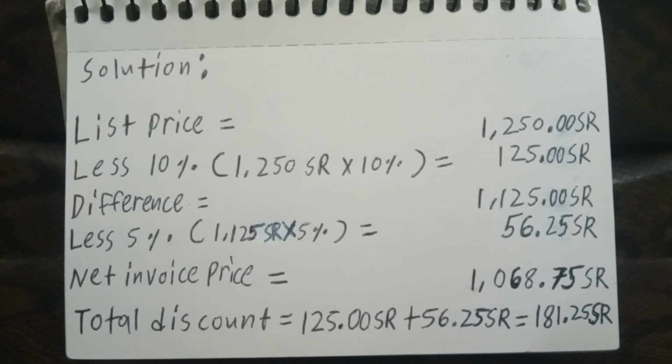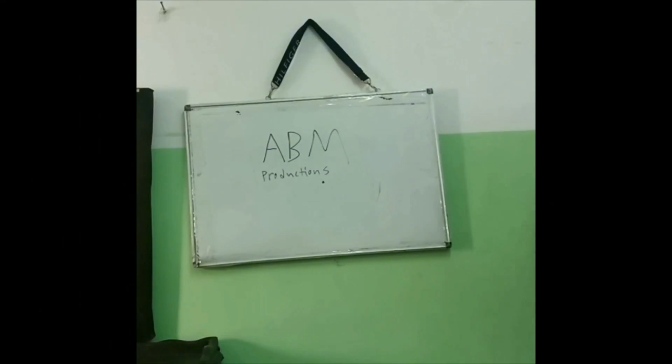Our total discount is equal to the first discount plus the second discount. So our total discount is going to be 125 riyals plus 56.25 riyals, which will give us 181.25 riyals.